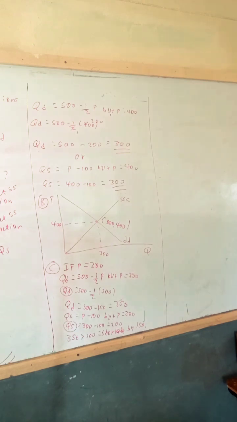This is a mathematical example of how to calculate the equilibrium level of output, the equilibrium level of price and quantity, how to show it graphically, and how to decide the shortage or surplus about the equilibrium level of quantity.